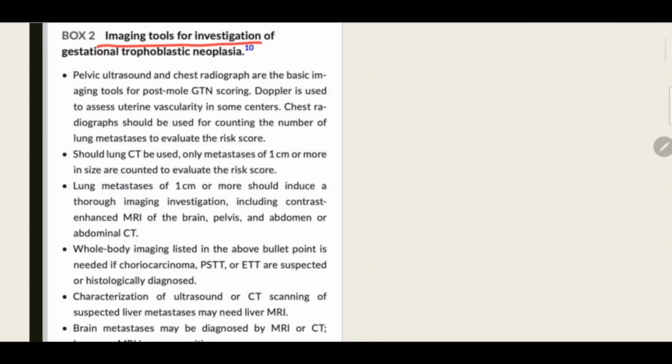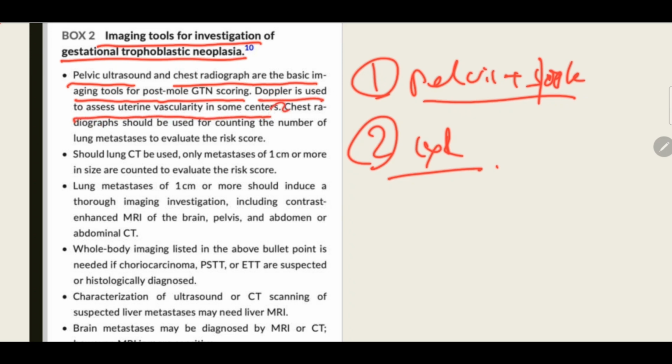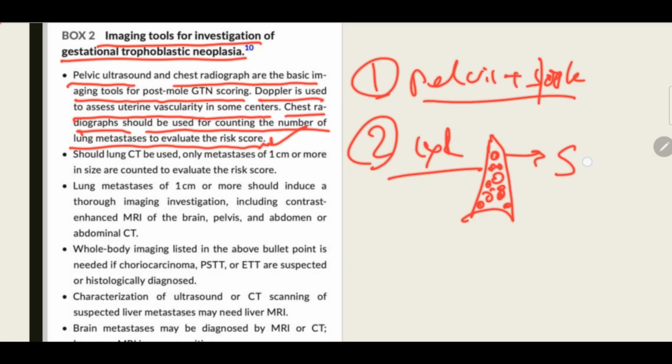What are the imaging tools for investigation of GTN? First is pelvic ultrasound with Doppler. Second is chest X-ray. So pelvic ultrasound and chest radiograph are the basic imaging tools for post-molar GTN scoring. Doppler is used to assess uterine vascularity in some centers. Chest radiographs should be used for counting the number of lung metastases to evaluate the risk score. So in chest X-ray, look how many metastatic lesions are there in the lungs. So you can count, and on that basis will give the WHO score for the risk assessment.